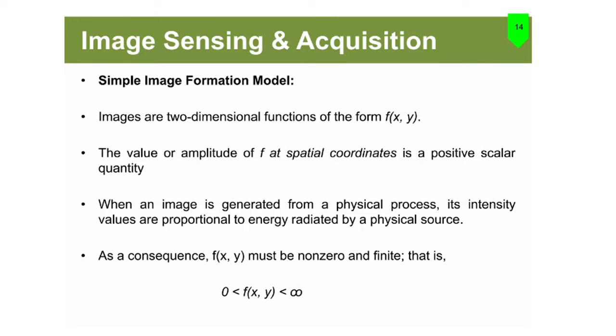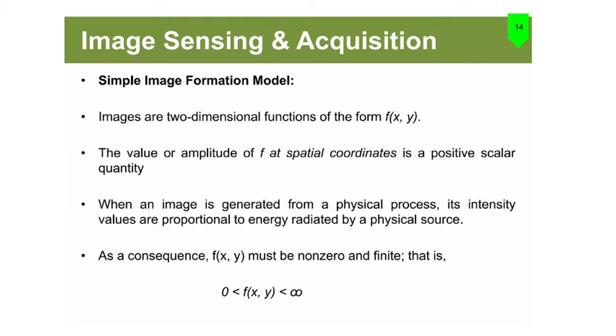We usually consider images as a two-dimensional function with two parameters, the x-axis and y-axis, which give the location. Image can be represented as a two-dimensional function, usually written with the letter f of x comma y. The value or amplitude of f at spatial coordinates x, y is what we call the intensity.